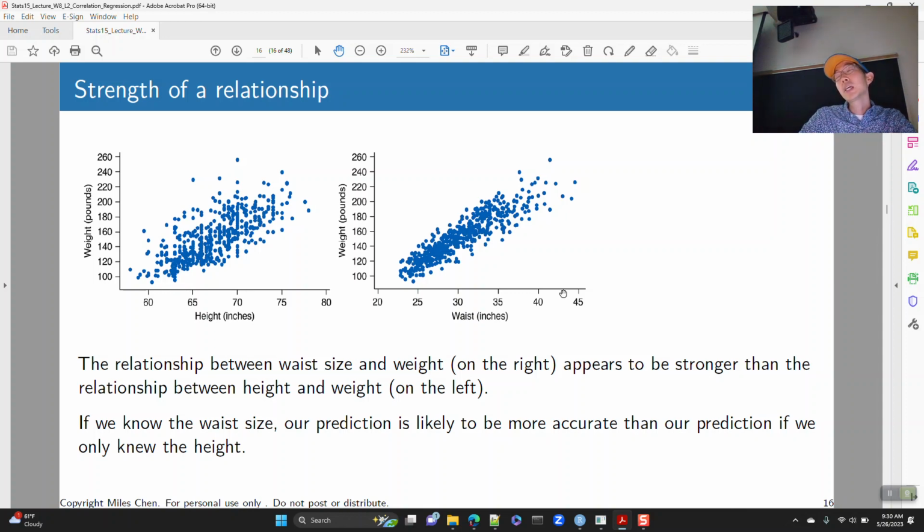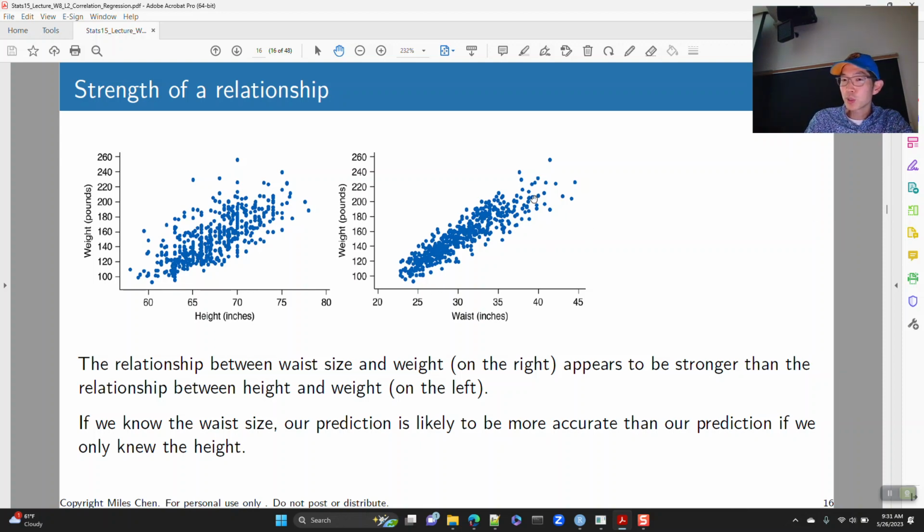All right, and overall there's a positive relationship. Taller people tend to weigh more, shorter people tend to weigh less. But we have some tall people who weigh a lot, tall people who weigh less. We have some short people who weigh a lot and short people who weigh less. So there's quite a bit of scatter.